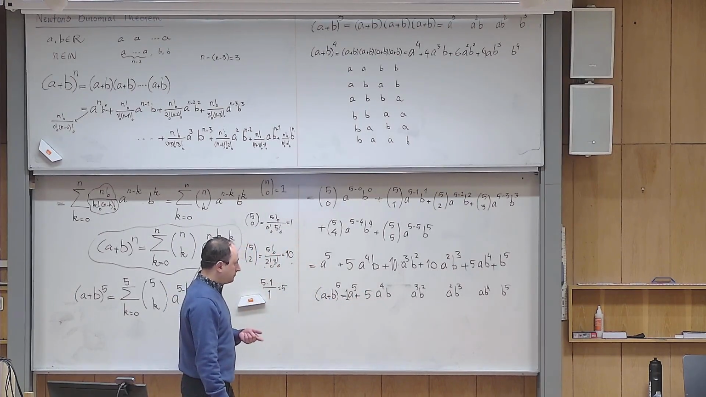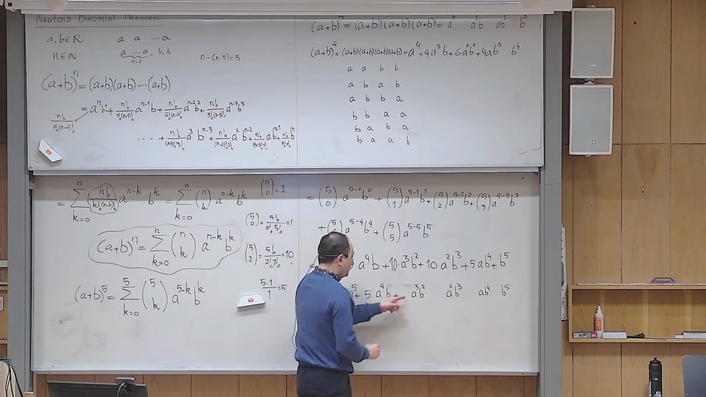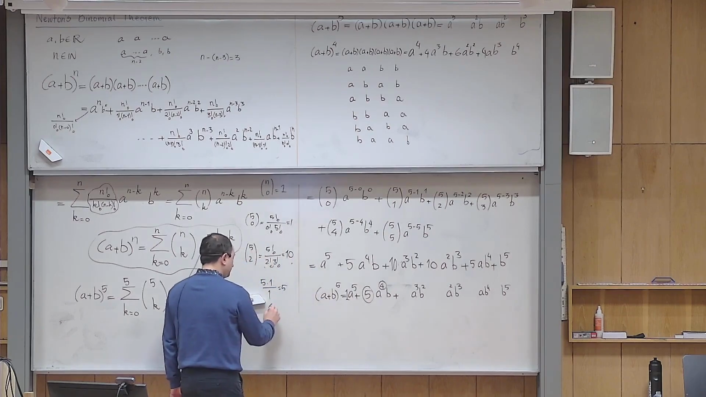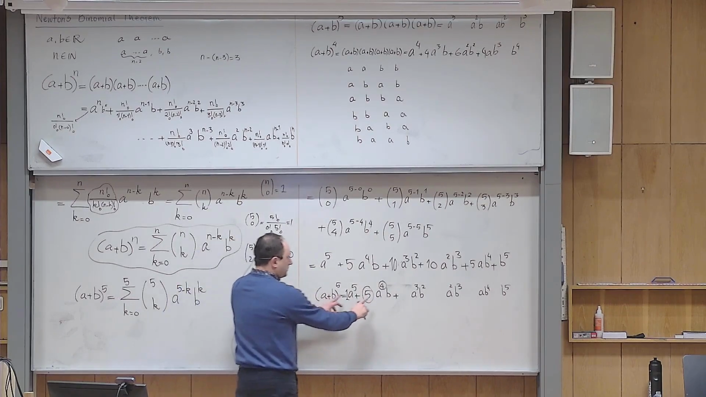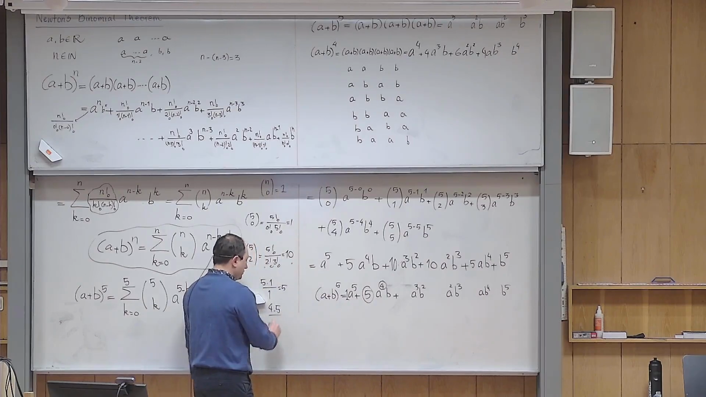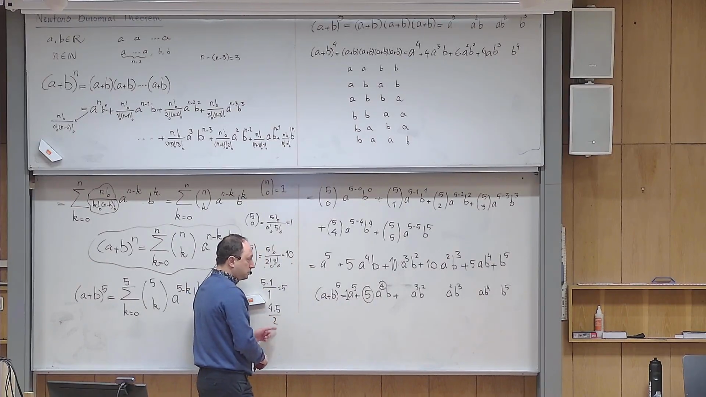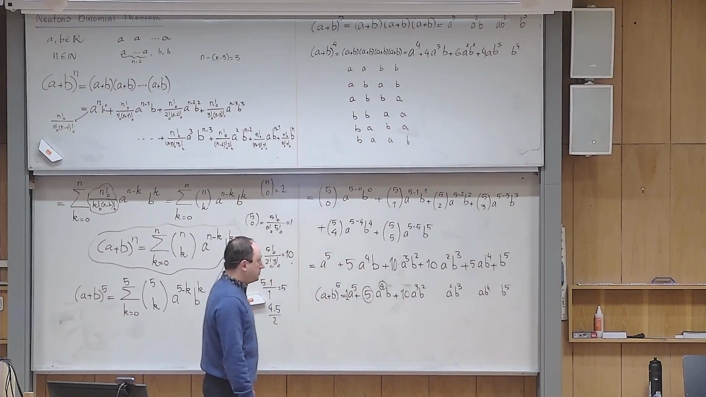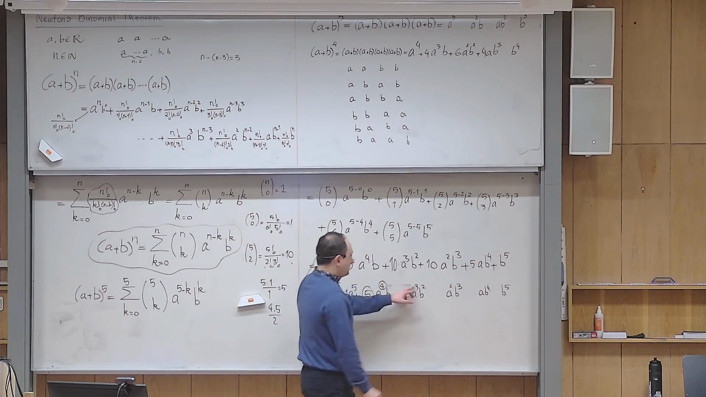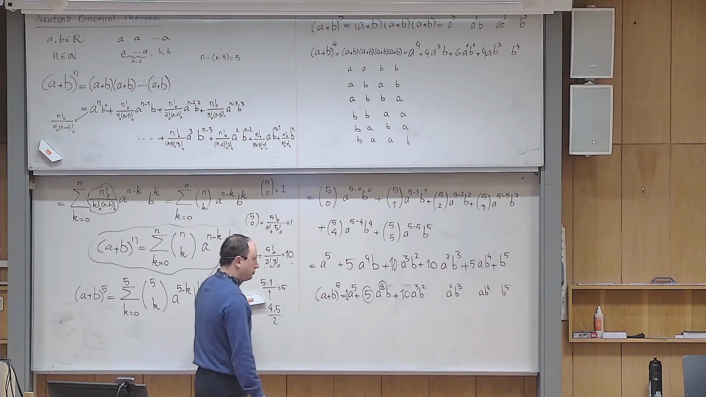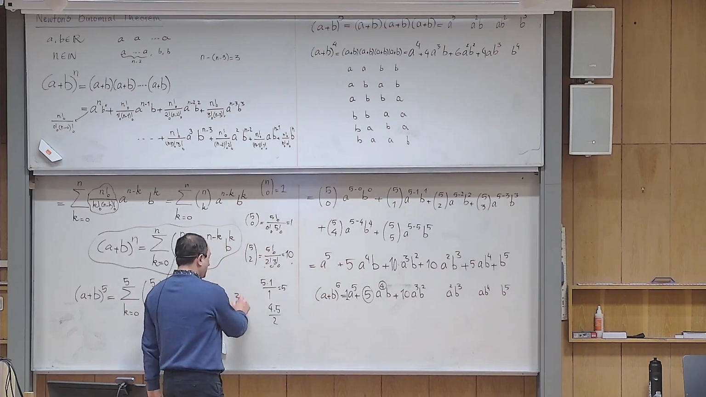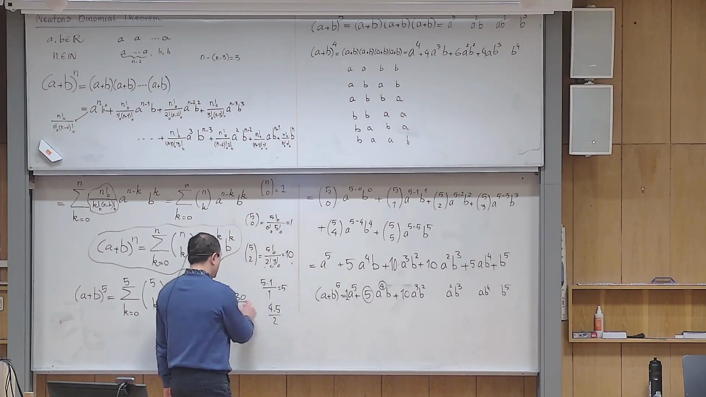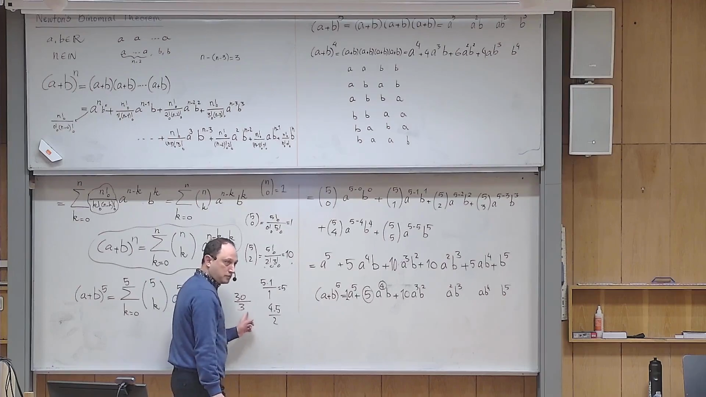Okay, let me repeat again. If I want to find the next one, I take the power of a, multiply it by 5. And how many terms have I written so far? 2. So I divide by 2. So the answer becomes 10. Yes? And for the next one, I take the power of a, multiply it by the coefficient, which is 30. How many terms have I written so far? 3. So I divide by 3. And it becomes 10 again.